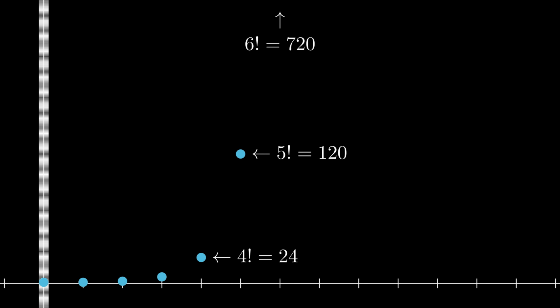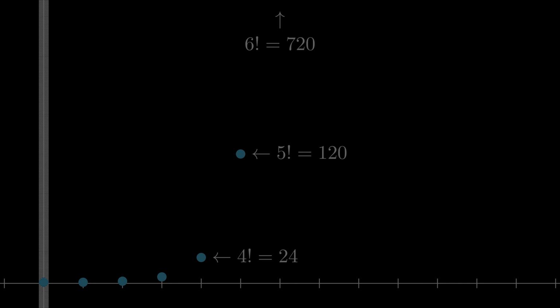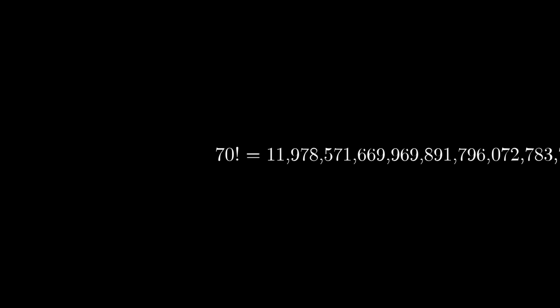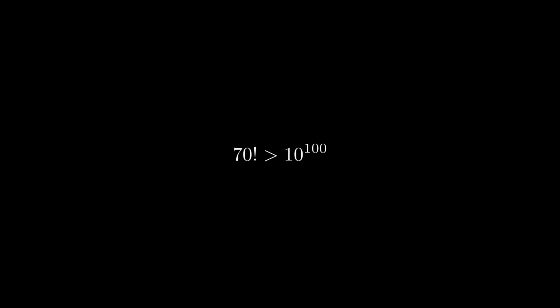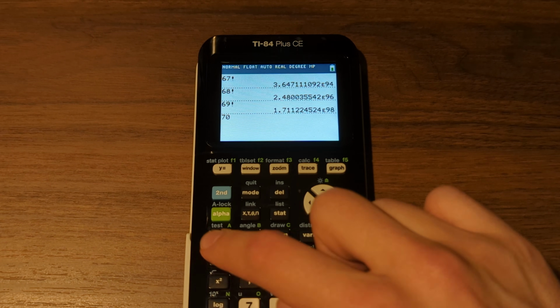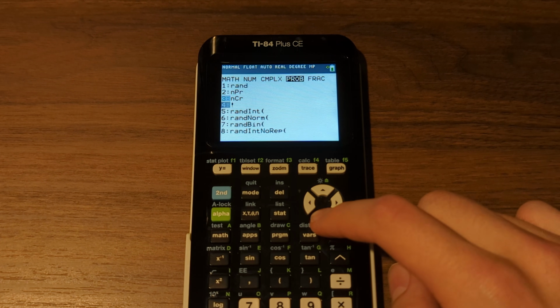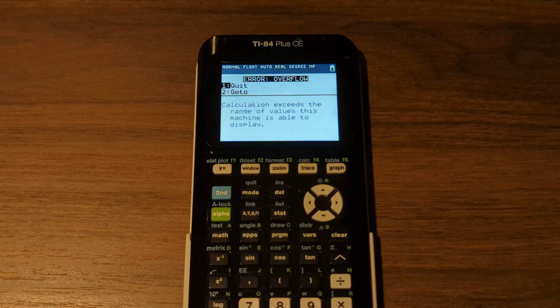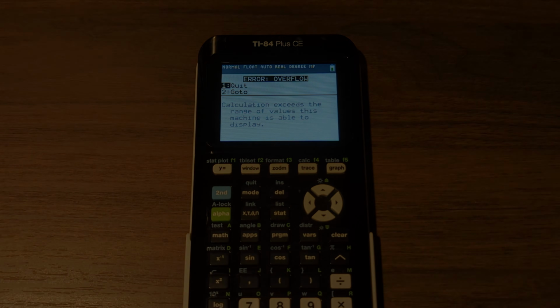Here's another way to put into perspective how huge the factorials are. 10 factorial is well into the millions. 70 factorial is, well, too big to fit on the screen. In fact, it has 100 digits, making it bigger than one Googol. This is so huge that your fancy handheld graphing calculator will probably throw an error when you try to compute it. Obviously, we need some way to tame the beast.